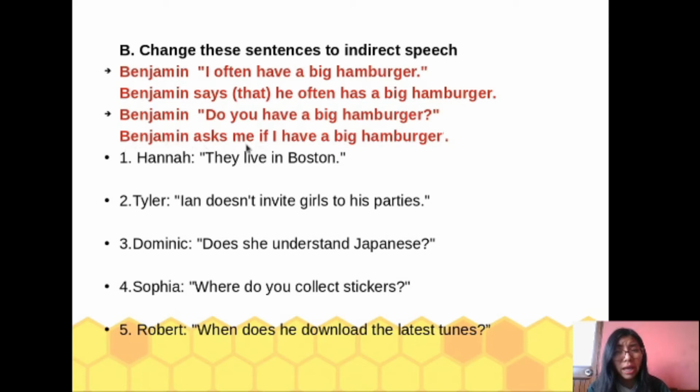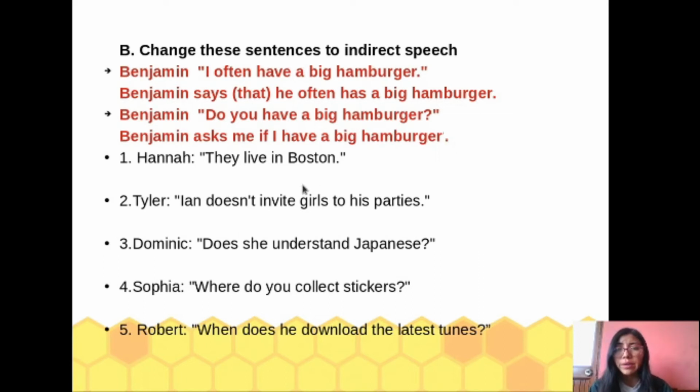Benjamin asks me. That is the introductory phrase, remember? If, because the question is a yes-no question. Cuando nuestra pregunta empieza con un auxiliar do o does, I have to use if. I have a big hamburger, okay? And you are going to use the subject, the verb, and the complement. That's right?